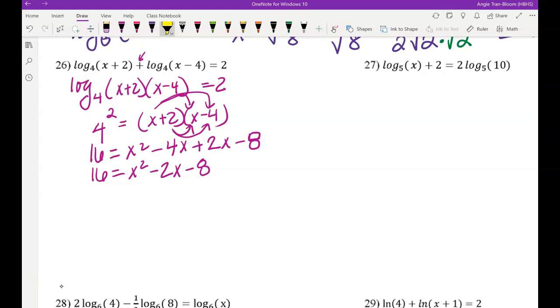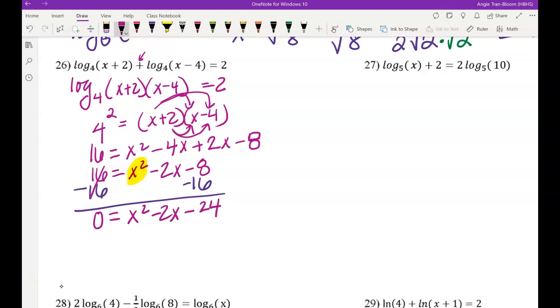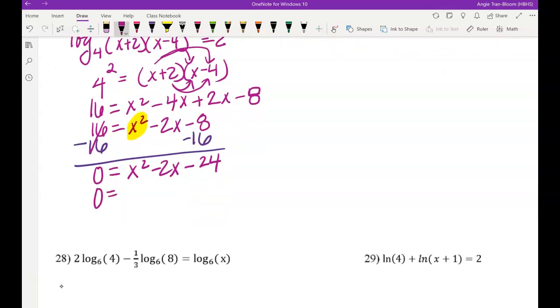Remember, we have a quadratic here, so we need to make sure we move this over, set it equal to 0, so we can factor it out to solve. So 0 equals x squared minus 2x minus 24. Our job here is to factor. So let's see. x minus 6 times x plus 4. That would give us negative 24, and then add together to give us negative 2x in the middle. Perfect. Take each factor, set it equal to 0 to solve.